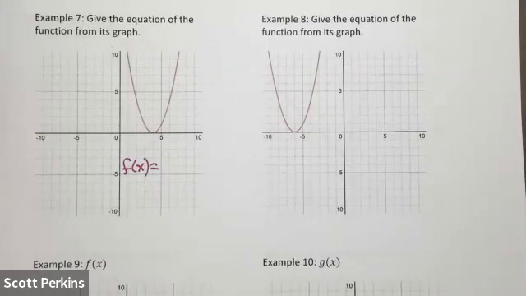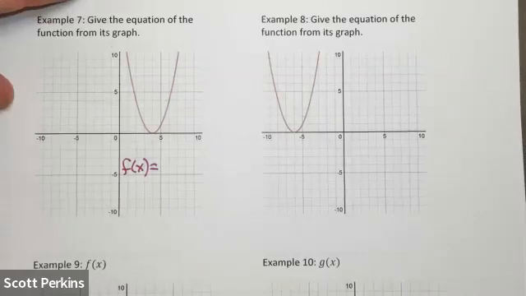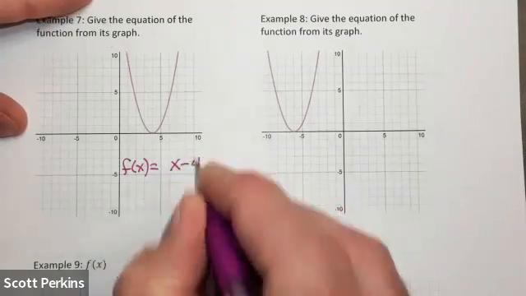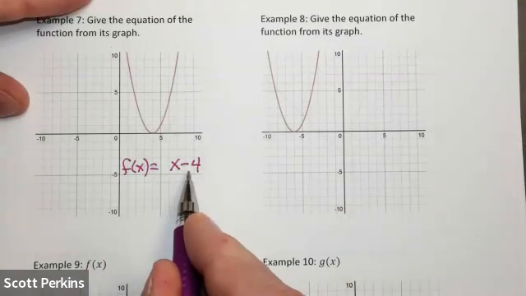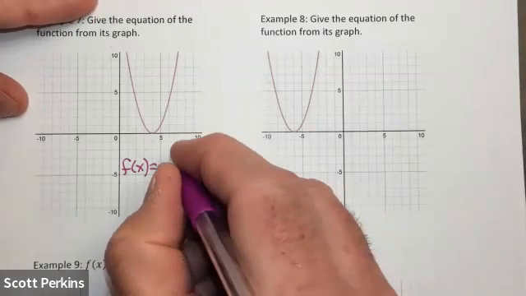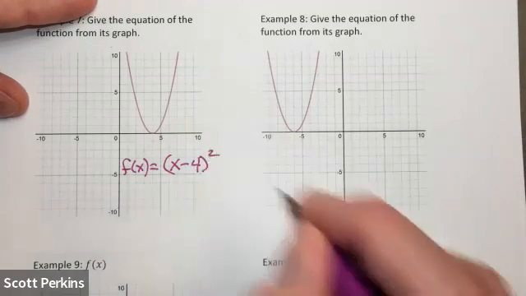Which one of my basic functions is this? It's the x squared function. Now, what's happened to the x squared function right there? It's gone right or in the positive direction 4 units. So because of that, here's what we do. We say this is going to be x minus 4. Okay, remember, it's the exact opposite of what you think. We've gone in the positive direction, so it's x minus 4 in parentheses squared.